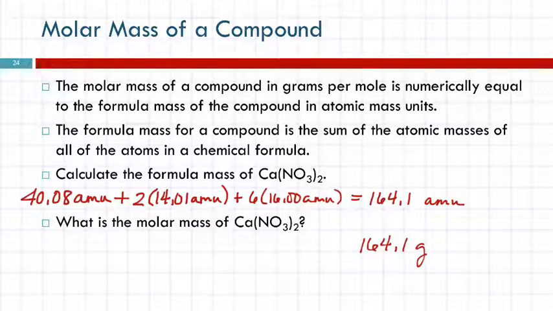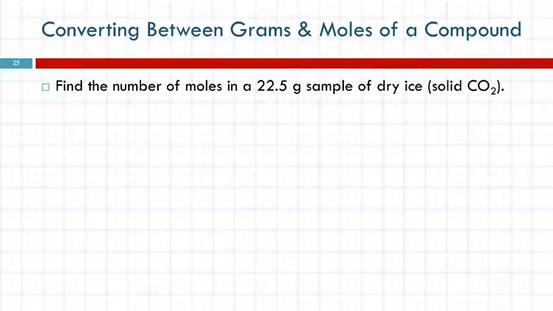Any questions? We introduce atomic mass units to you. We talk about those here. Just like Avogadro's number and counting atoms, we don't often use that in practice, but we need to know what those things are. So mostly we're going to use molar masses and grams. So find the number of moles in a 22.5 gram sample of dry ice, which is solid CO2.